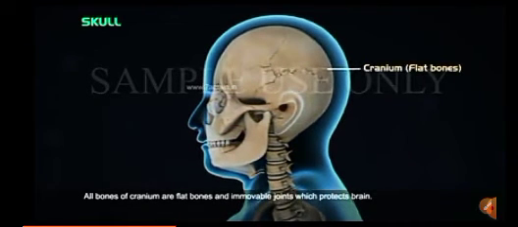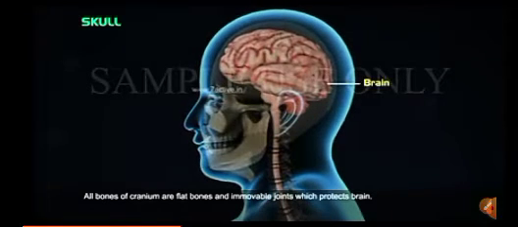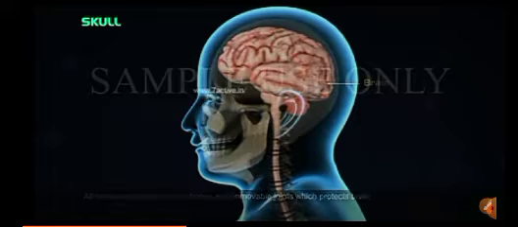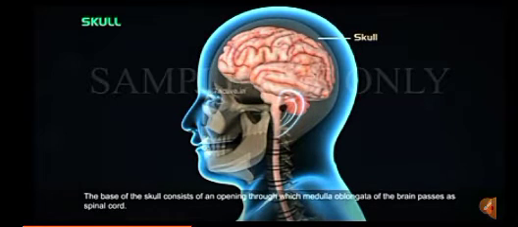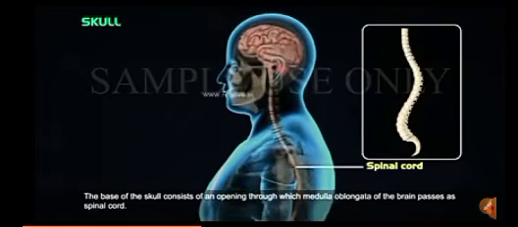All bones of the cranium are flat bones, as you can see, and are immovable, with immovable joints, which protect the brain, because the brain is a very soft and sensitive organ of our body. The base of the skull consists of an opening through which the medulla oblongata of the brain passes through to the spinal cord. This is the structure of the spinal cord.